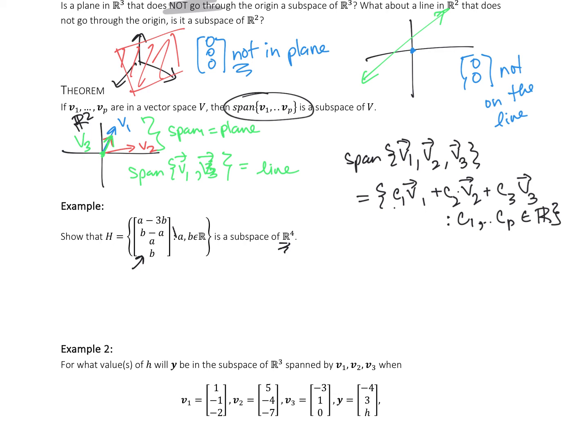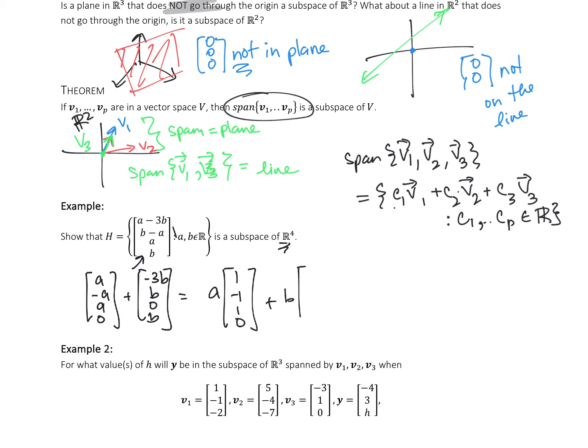So what I'm going to do is try and write this as a linear combination. I can take this vector and split it up into an A and a B vector. So I'd have A, negative A, A, and 0, plus negative 3B, B, 0, and B. And if I factor the A's and the B's out, I get A times the vector 1, negative 1, 1, 0, plus B times the vector negative 3, 1, 0, 1.